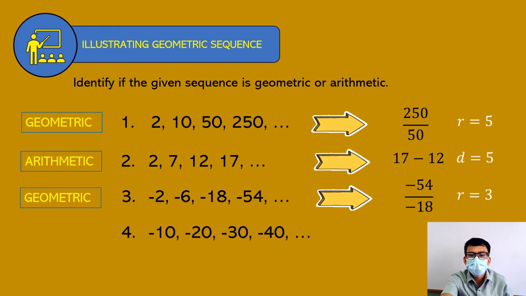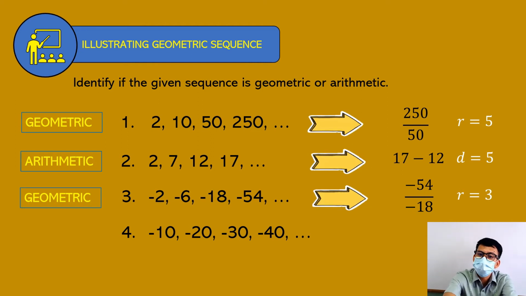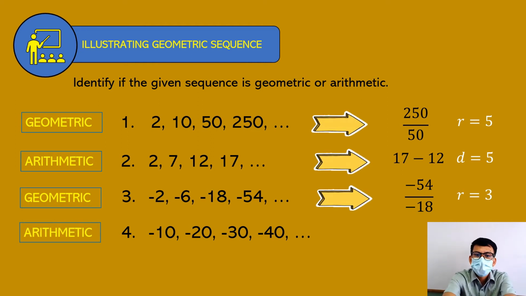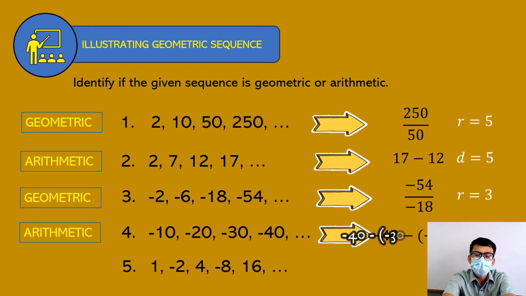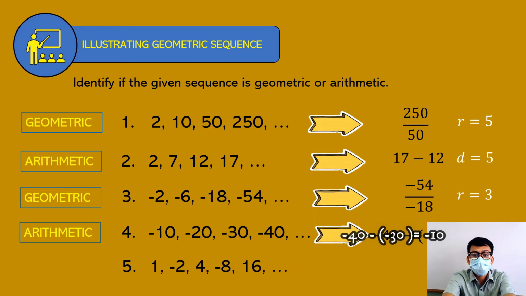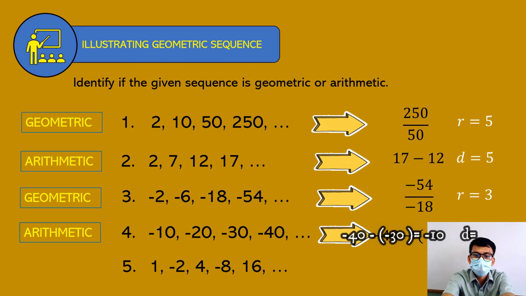Next, -10, -20, -30, -40. Well, that is arithmetic with a common difference of -10. Okay, so number 5. 1, -2, 4, -8, 16, and so on.